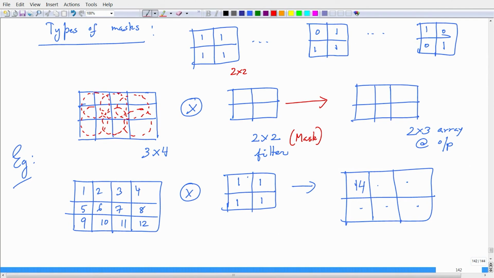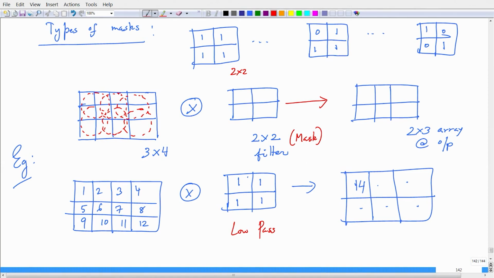So, this is the first block, this is the second block, this is the third block with a slide of one column of pixels. Similarly, I go to the next row and I have 3 more blocks. So, I have a 2 by 3 array at the output. How do these operations work? Let us imagine that I have a mask having values 1 1 1 1, this is all low pass. I convolve with this array which has numbers 1 till 12.